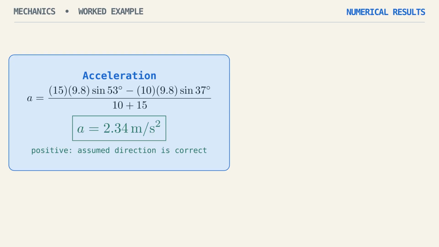Substitute the given masses and angles. The acceleration is 2.34 meters per second squared. It is positive, so our assumed direction is correct. The 15-kilogram cart moves down its incline, while the 10-kilogram cart moves up.